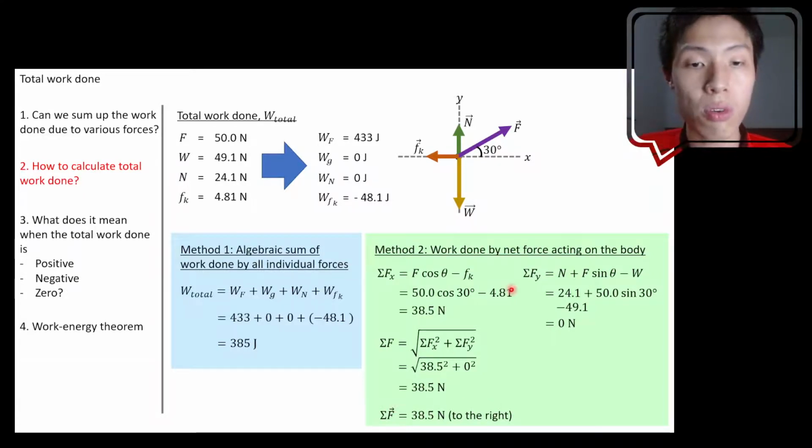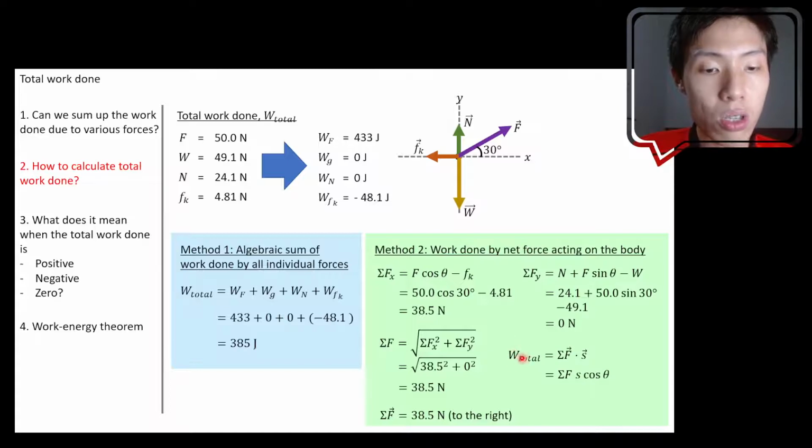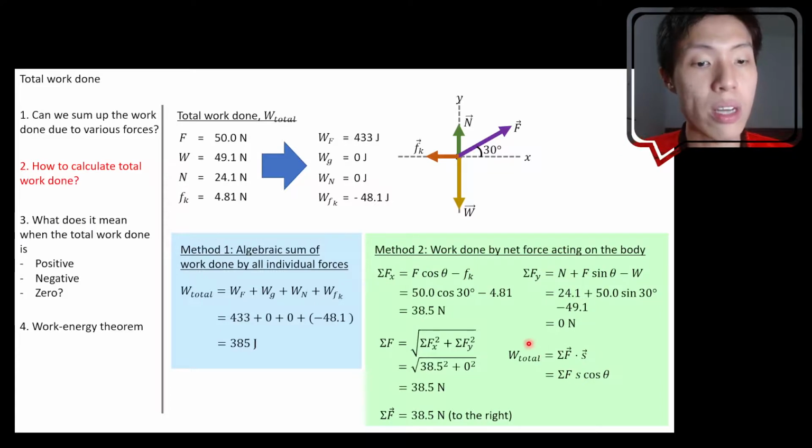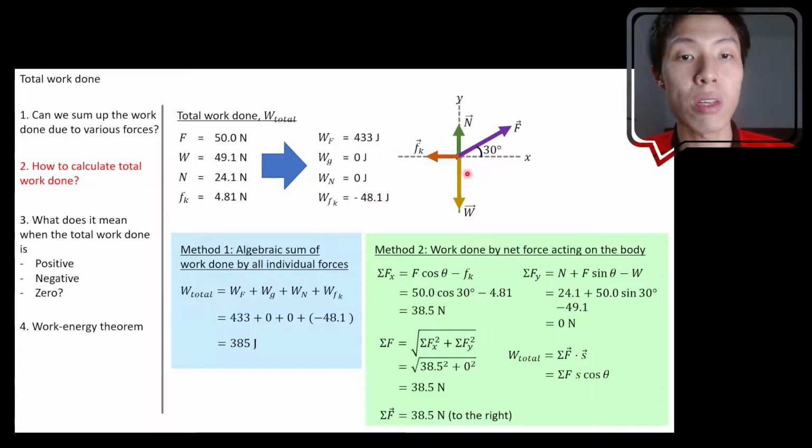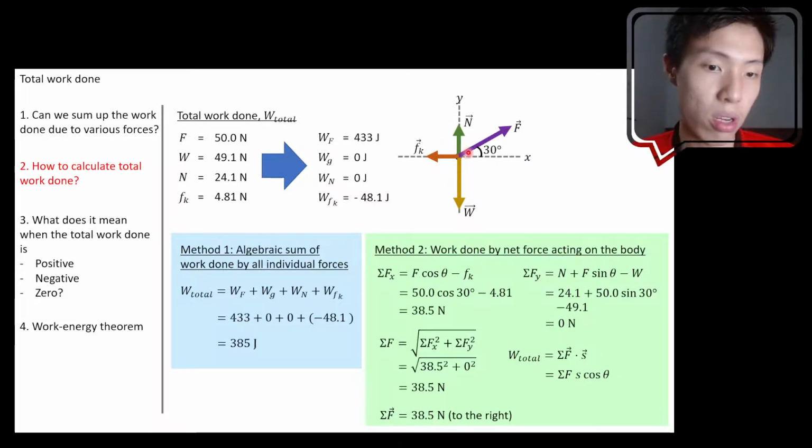What you do now is find the work done by the net force. So the total work done is equal to the scalar product of the net force and the displacement. Net force and displacement, not individual force. You're calculating total work done, meaning the work done by all the forces acting on an object. So it has to be the net force, scalar product with the displacement.